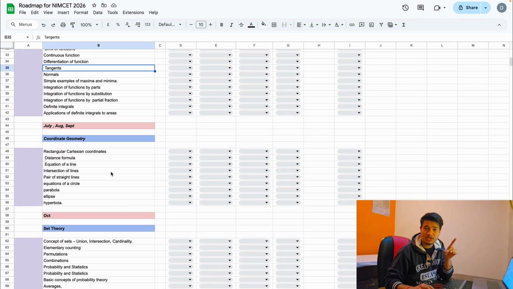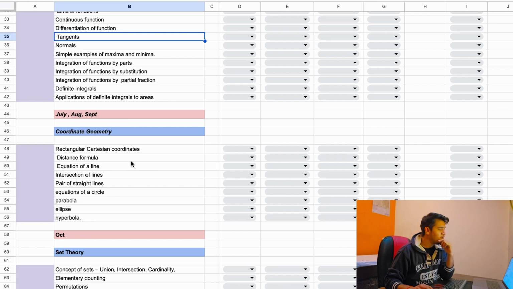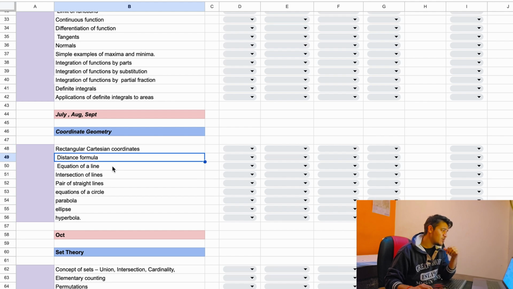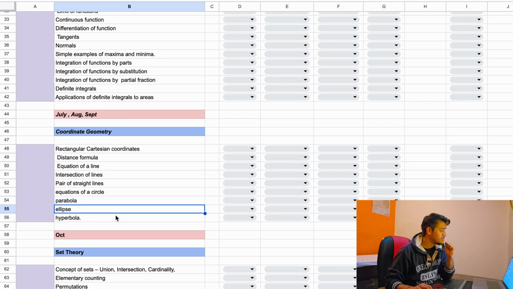July, August, September 2025. In that, you will basically be focusing on coordinate geometry: rectangular Cartesian coordinates, distance formula, equation of a line, intersection of lines, pair of straight lines, equation of a circle, parabola, ellipse and hyperbola.